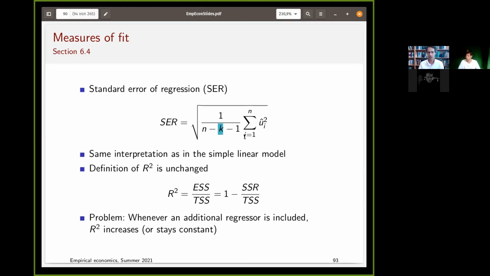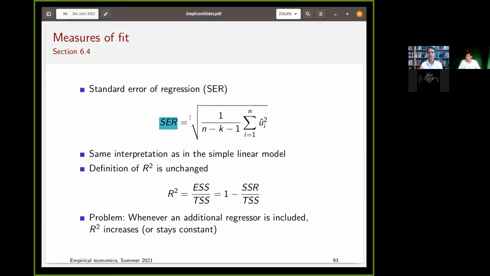The interpretation is the same as in the simple linear regression model. And we can say that the standard error of regression gives us a measure of the typical magnitude of the error term. So it's not the average magnitude, and it's also not the average absolute magnitude.